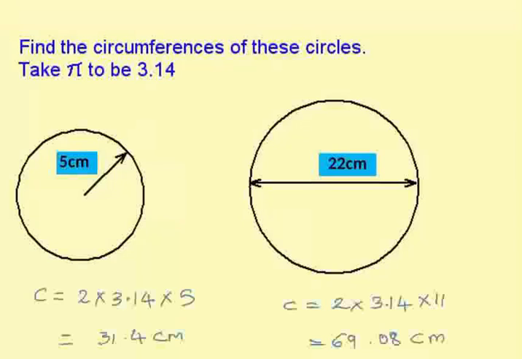Here are the answers. In the first case, the radius is 5 centimeters, so the circumference is 2 times 3.14, which is pi, times 5, which is 31.4 centimeters.